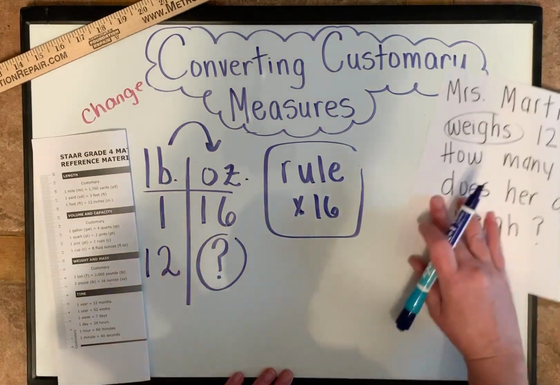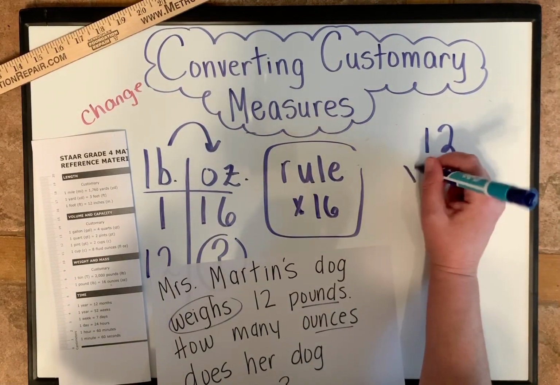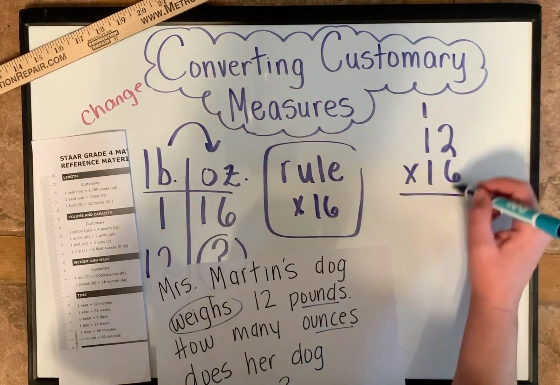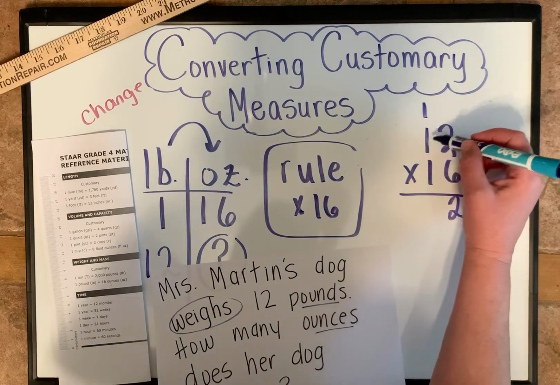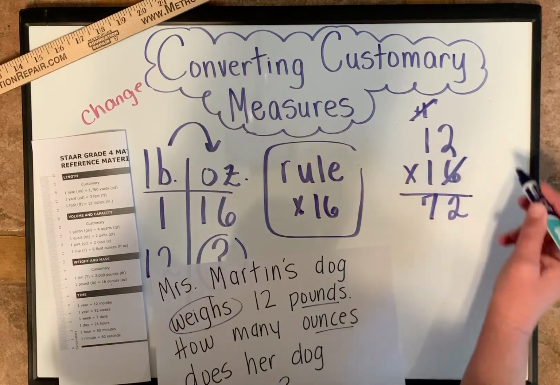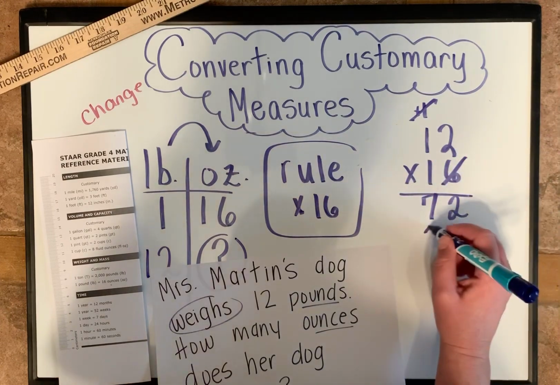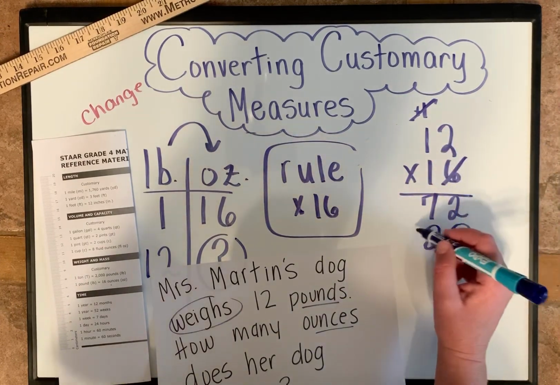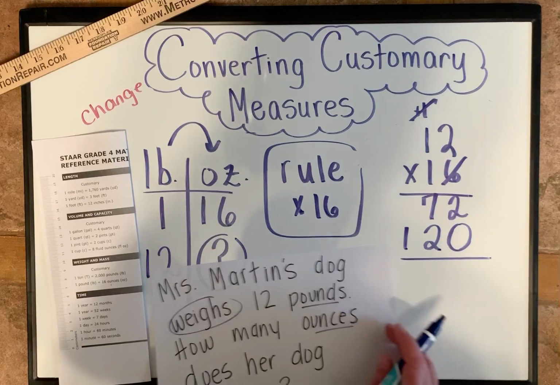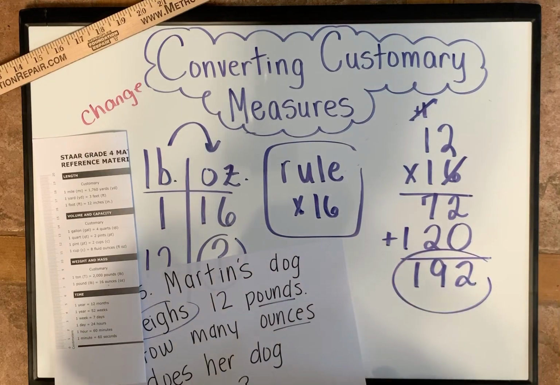So let's take our 12, let me move that over here. Let's take our 12, multiply by 16. All right, 1s times 1s, 6 times 2, that makes 12. 6 times 1 is 6, plus 1 makes 7. Now I'm done with that, put my 0. And now we're going to do 10s times 1s. So 1 times 2 is 2. And last, 10s times 10s. So 10 times 10 is a 100. Add up those two partial products. And there you go, 192 ounces.